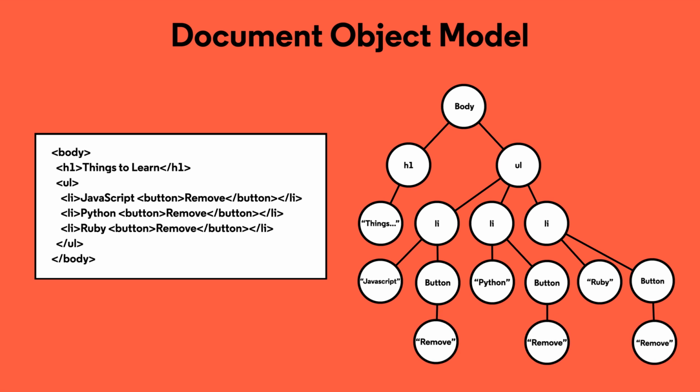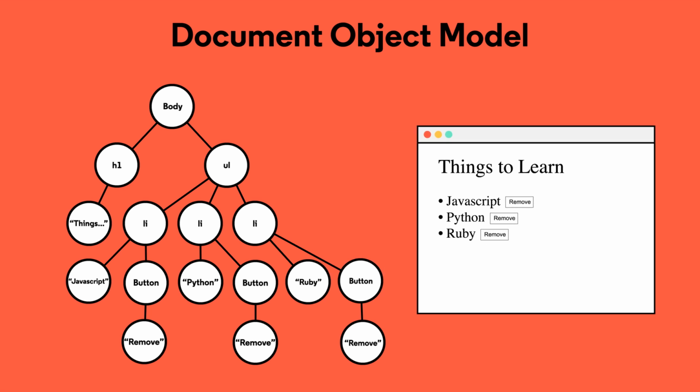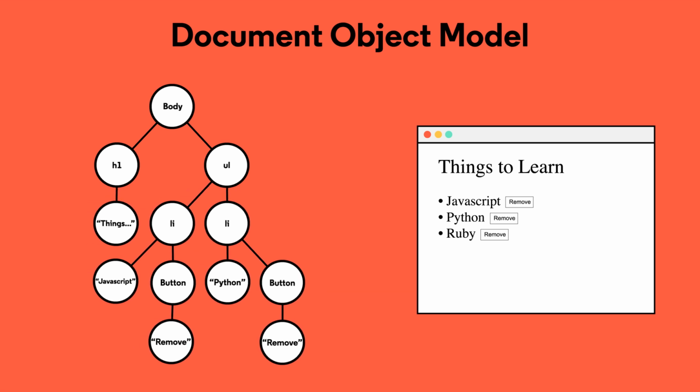Now, you don't need to fret about all the details of how DOMs are created. All you need to know is that the DOM is a tree of nodes representing a web page that is then painted by the browser for users to see. In this example, let's say a user clicks the remove button next to the Ruby list item. We want to remove this list item in response. That node and all the nodes underneath it will be removed from the DOM.